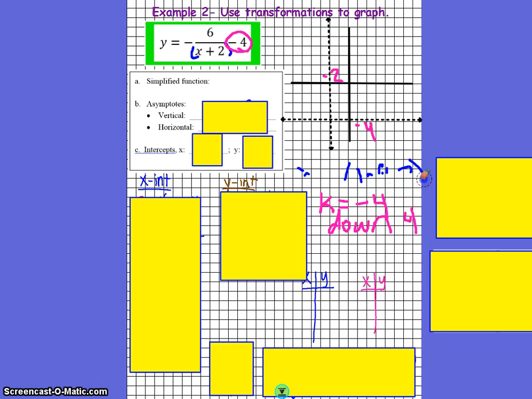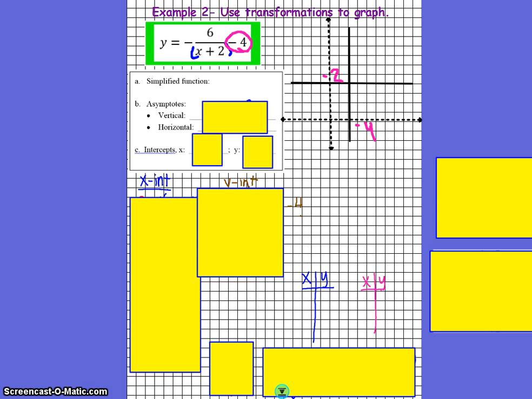Let's go ahead and make our x and y table now. We can make our x and y table down here to figure out what the graph is going to look like to the left of the vertical asymptote and to the right. So to the left of the vertical asymptote, what x value should we pick? Anything to the left of negative 2. Negative 3, how about it?